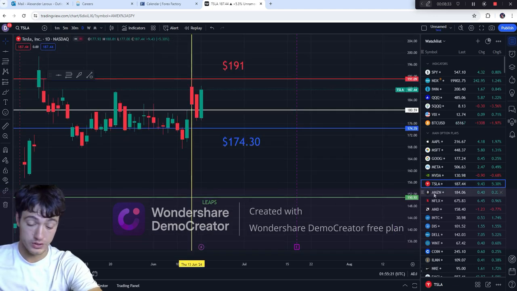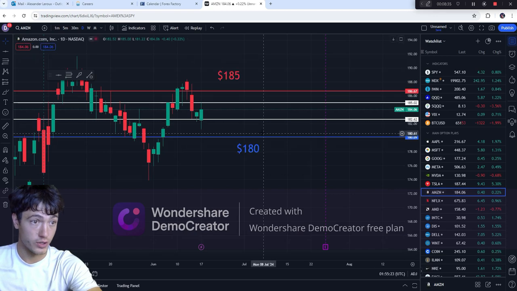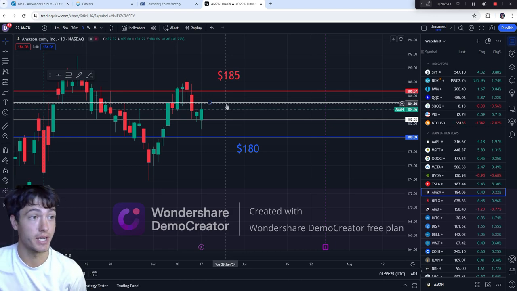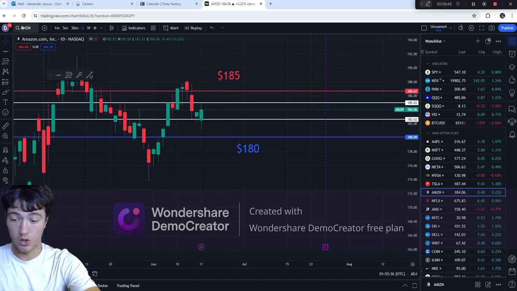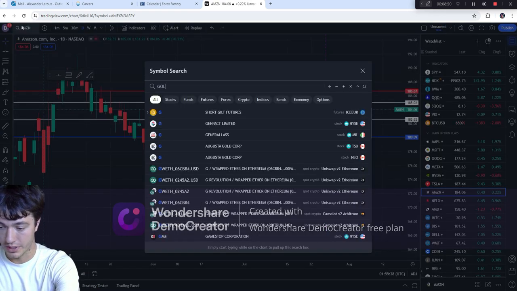We already went over Tesla, and then we'll go to Amazon shortly. I have support at 180 and resistance at 185. I have a price target on here that actually hit on the upside at 184.90, and then a downside at 192.62. And then let me quickly go over some sectors, because why not?